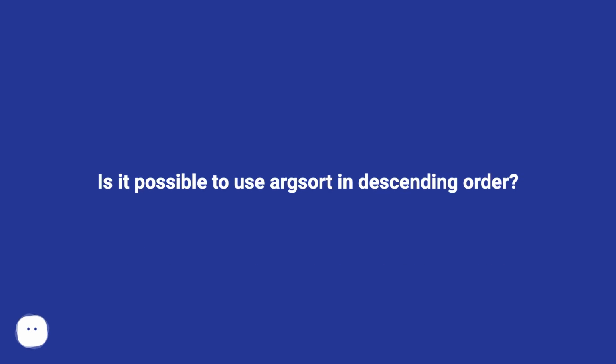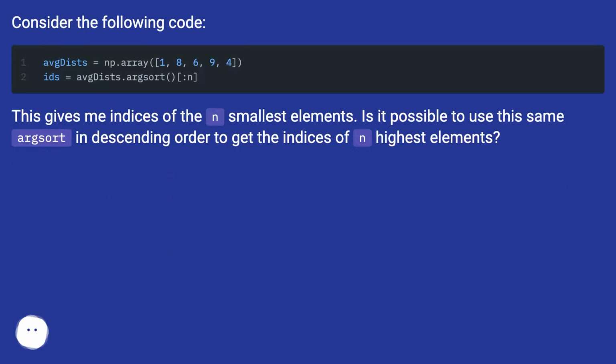Is it possible to use argsort in descending order? Consider the following code. This gives me indices of the n smallest elements. Is it possible to use this same argsort in descending order to get the indices of the n highest elements?